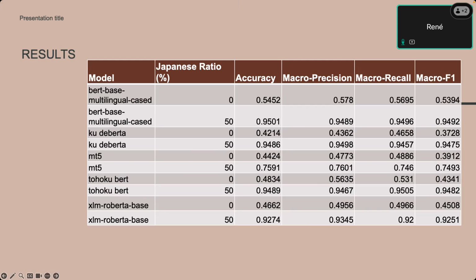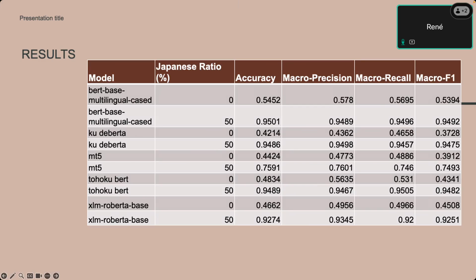Here is an example of the results. Since there are a lot of models that we use in this presentation, showing them all was going to be a little bit difficult. So I just have an example here, and I'm going to show the key points in the next slides. As you can see, we have only the ratios of 0 and 50% for every single model that we use.